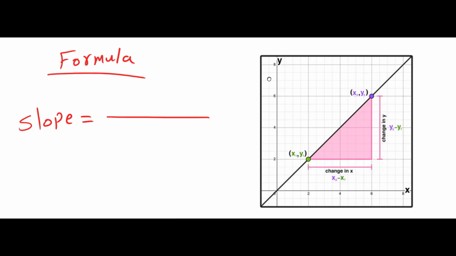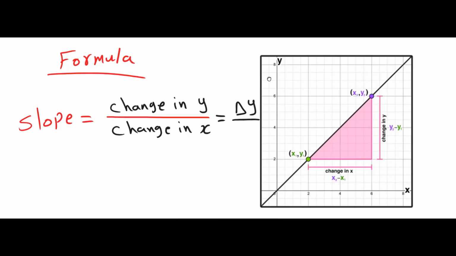Let's see how we can calculate slope. First, write the formula for slope. Formula: slope equals change in y over change in x. What does this mean? Change in y, we can write it as delta y. This delta means change in y, and delta x also means change in x.